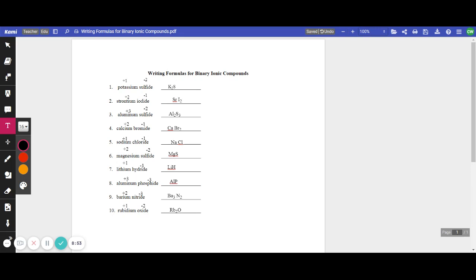Notice this is only for group 1 and group 2 metals, and group 3 metals with non-metals. So it's a very small group of elements that we're talking about here.